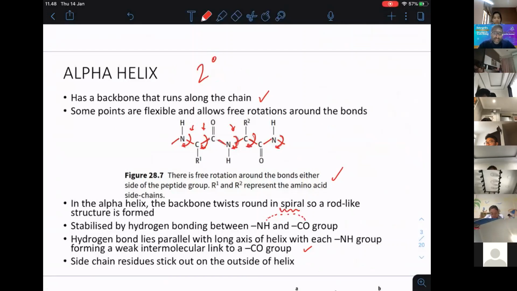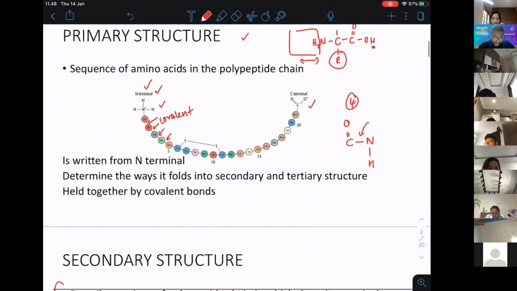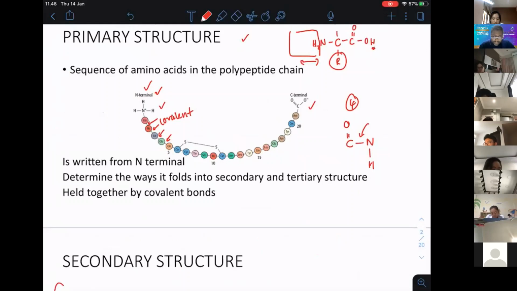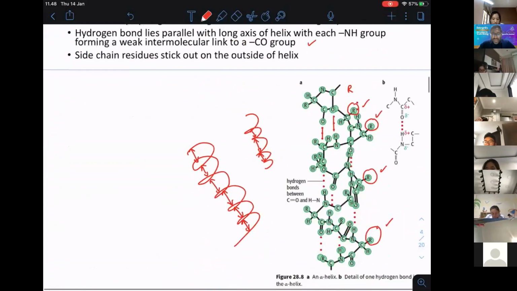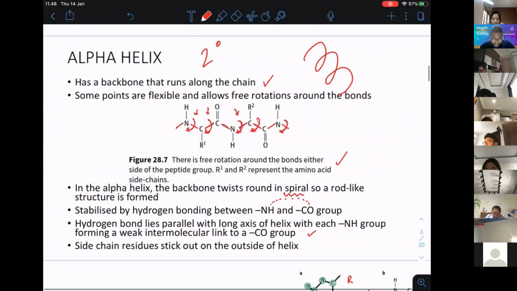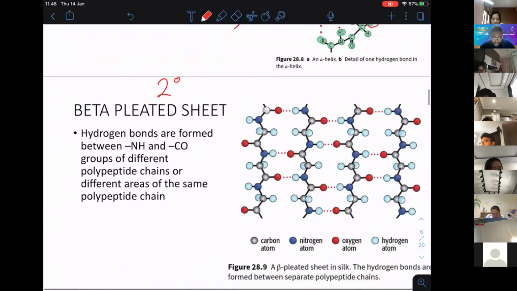Now, if you want to compare the difference between primary and secondary: secondary, they will start to have shapes, a 3D arrangement. They are going to have hydrogen bonding, because previously it was just covalent bonding, one strand of polypeptide chain. So that is primary. But now this primary structure, when they start to be arranged, you can form either alpha helix or beta pleated.